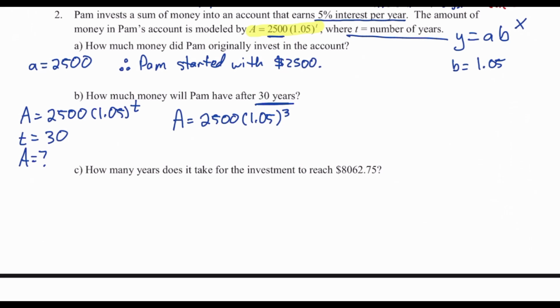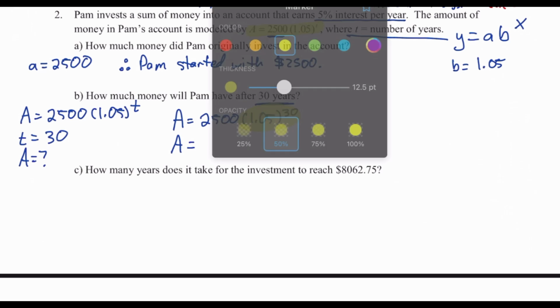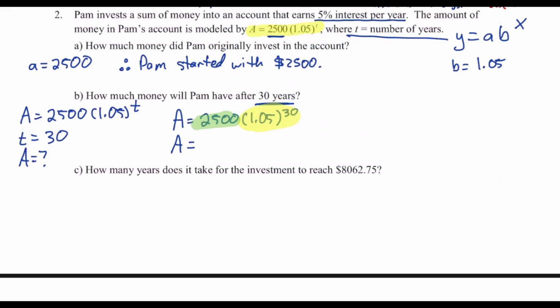And we did that 30 times. So we earned a new 5% every year over 30 years. So the amount of money in the account is going to be 2,500 times 1.05 to the power of 30. As always, if you're using your calculator or doing it by hand or whatever, deal with the exponent first, then multiply your answer by the a value. It is vital that you do that in order.